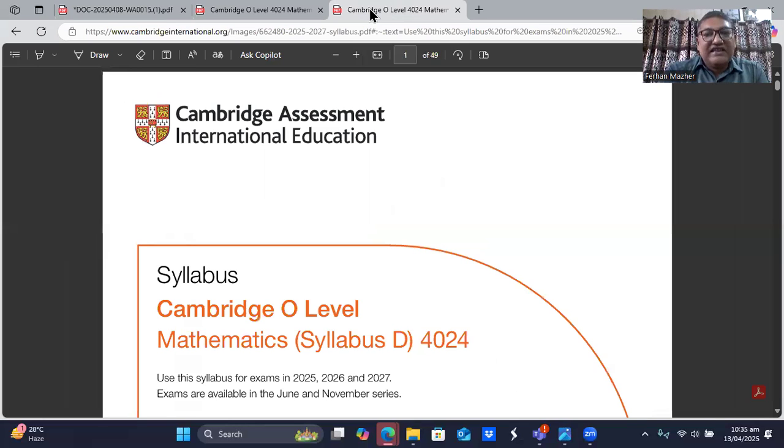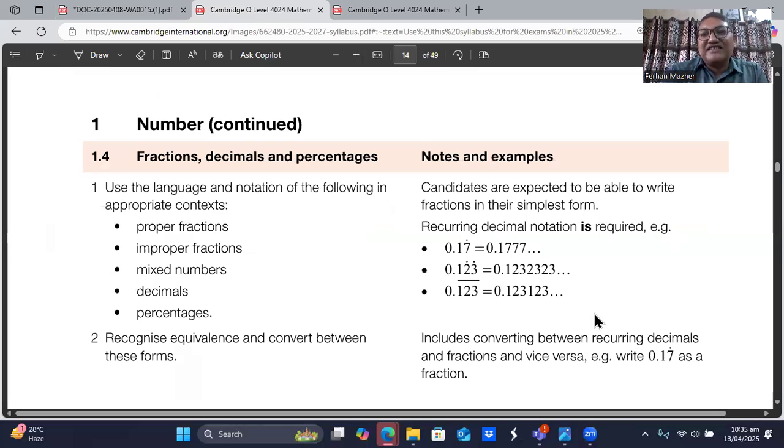This new content which has been added into the syllabus will be assessed in the exams starting from May/June 2025. This is the new syllabus content added. And we are 100% sure that this is coming in your Paper 1, as a 2-mark or 3-mark question. So please practice these questions.